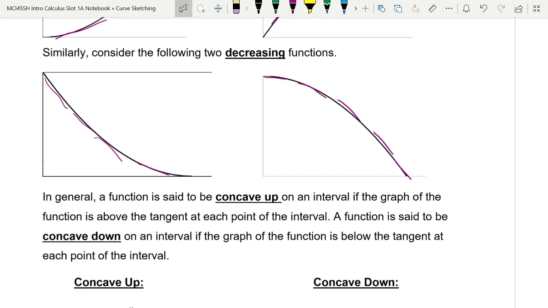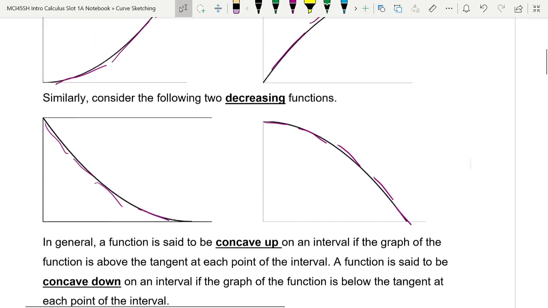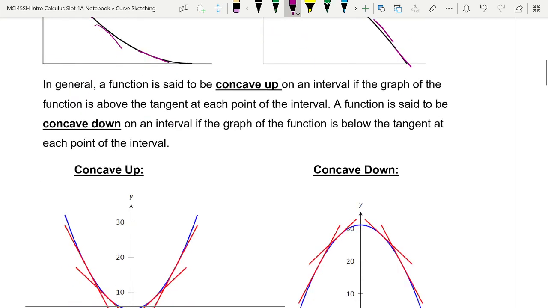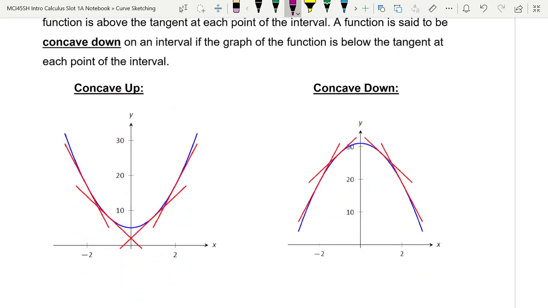So in general, a function is concave up if the graph of the function is above the tangent at each point. A function is said to be concave down on an interval if the graph of the function is below the tangent. So now looking at all four of them, notice these two guys have something in common with each other, and these two guys have something in common with each other. We'd call this concave up, and we'd call this concave down. So there we go, concave up, concave down.